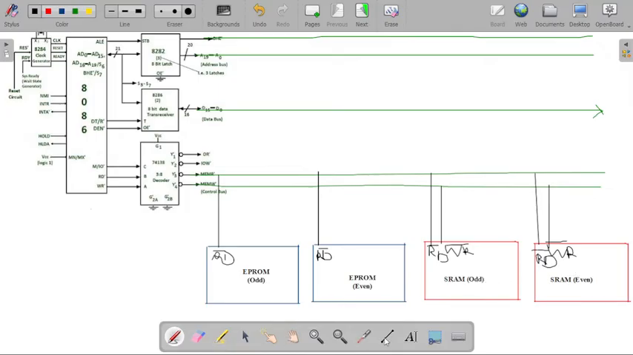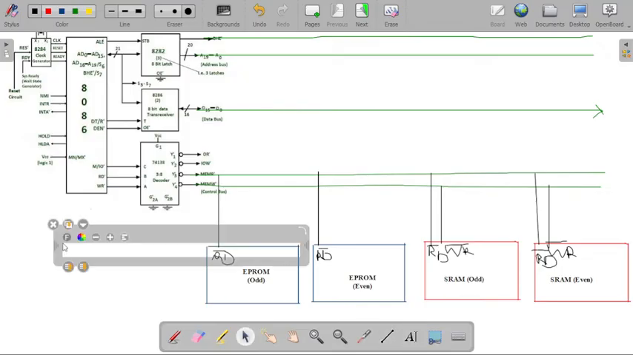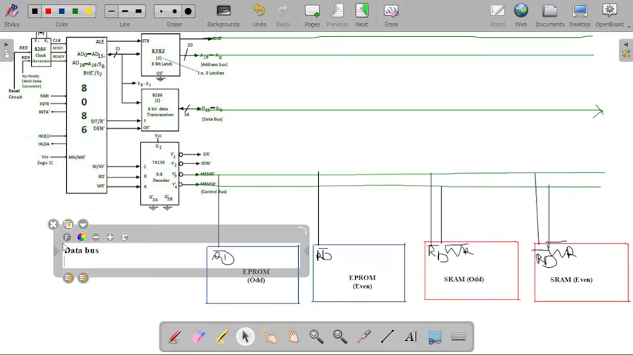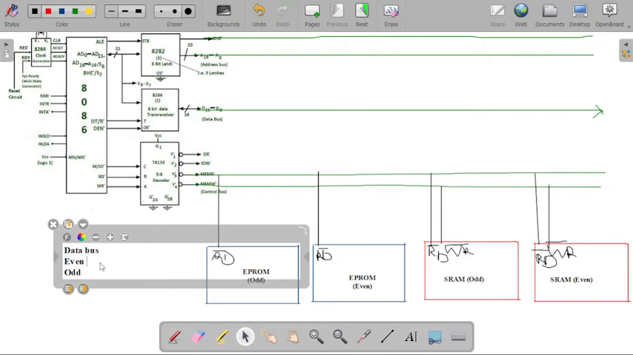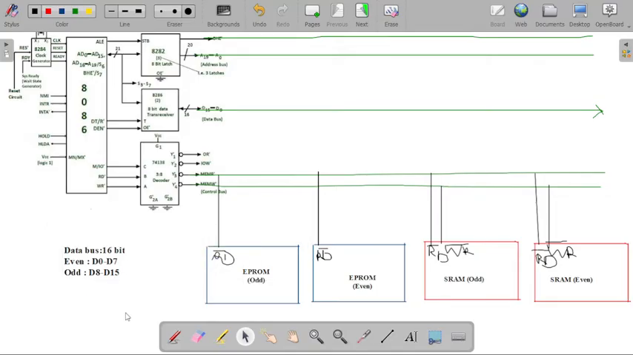Now the next one is we have to draw this data bus for our EPROM as well as our SRAM. So whenever you have to draw this data bus for our even banking and odd banking, then the first point we have to remember that for even banking, we are giving this D0 to D7 line. And for odd banking, we are giving this D8 to D15 line. Total, we have 16 bit of data bus. And out of that 16 bus, the 8 bit will be assigned to our even memory banking and 8 bit will be assigned to our odd memory banking.